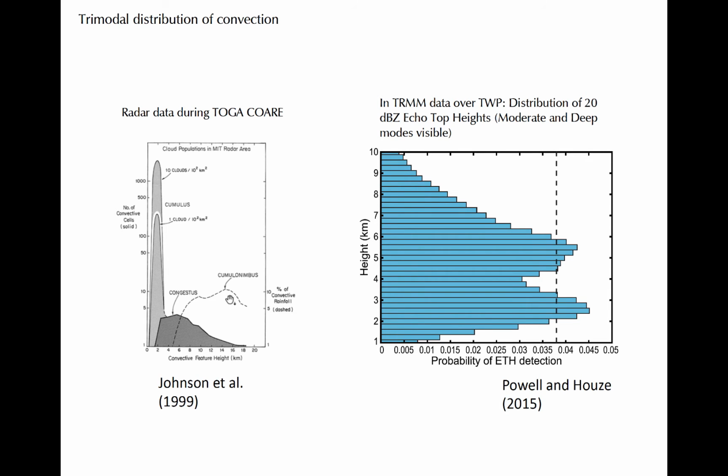On the right are the heights of the tops of 20 dBz radar echoes in convection over the Indian Ocean. 20 dBz does not correspond to cloud top height, but it does still show a bimodal distribution. One mode peaks at 2 to 3 kilometers, and a second mode peaks at 5 to 6 kilometers. These correspond to the congestus and the deep cumulonimbus modes. Because the sensitivity of the TRMM radar was about 17 dBz, neither shallow convection nor the tops of the deeper convection could be seen. So here you're seeing two of the three modes.